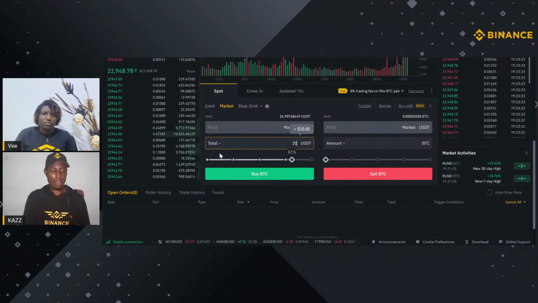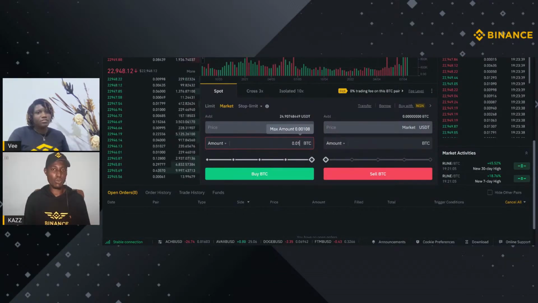However, if I don't want to enter the total amount, I want to use the amount of BTC. I want to use the amount type using the market order. So I can enter, let's say, if I want to buy 0.01 BTC, the total USDT in my wallet cannot buy 0.01 BTC. So if you know the amount of BTC you want to buy, let's say you have 100,000 USDT in your wallet and what you want is 1 BTC, just enter 1 BTC, tap on buy BTC using market order. It buys Bitcoin for you at the current market price.